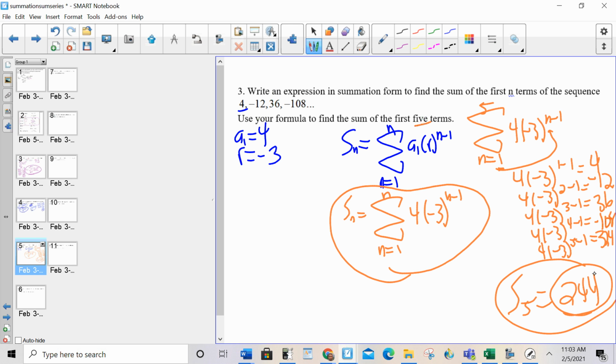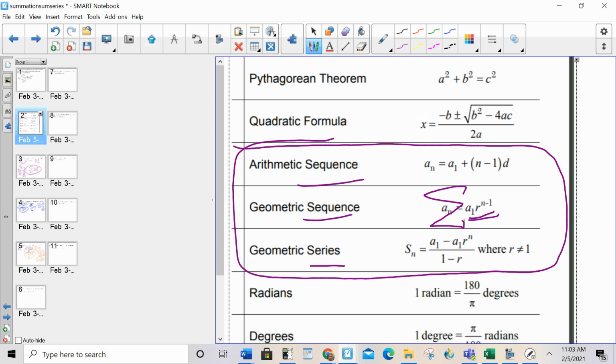That's it. Summation form is this. It's literally the sum of a sequence. This is the sequence formula. So is this on the reference sheet? I mean, kind of. The sequence formula is on the reference sheet. So to do it as a series, I'm just putting the sequence formula with a summation, since the series is the sum of the sequence.